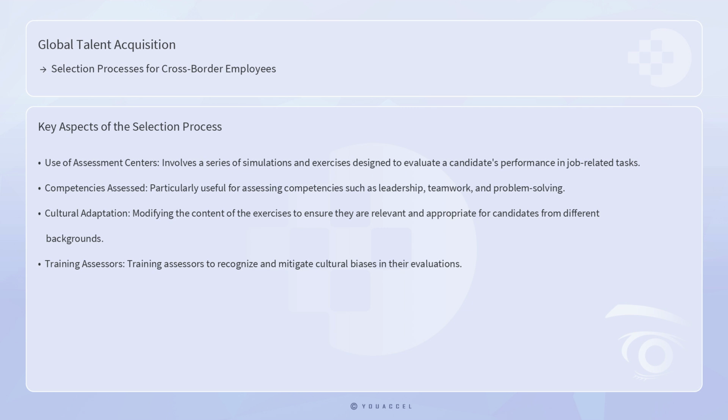Another important aspect of the selection process is the use of assessment centers, which involve a series of simulations and exercises designed to evaluate a candidate's performance in job-related tasks. Assessment centers can be particularly useful for assessing competencies such as leadership, teamwork, and problem-solving. However, like other selection tools, they must be adapted to account for cultural differences. This can involve modifying the content of the exercises to ensure they are relevant and appropriate for candidates from different backgrounds, as well as training assessors to recognize and mitigate cultural biases in their evaluations.